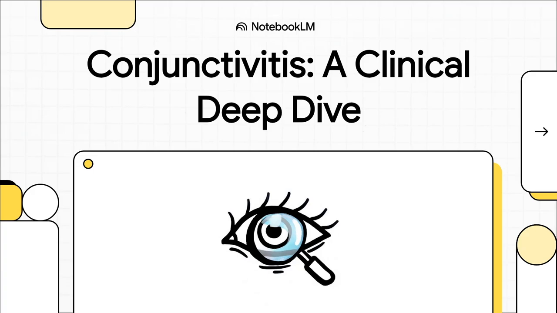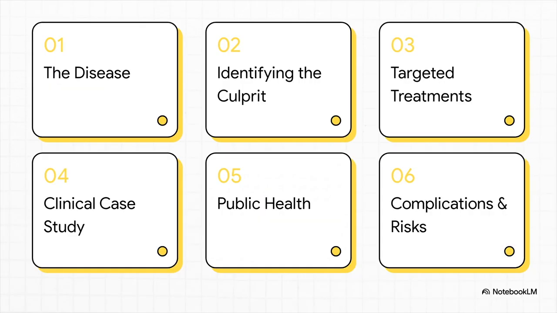Welcome to The Explainer. Today, we're doing a clinical deep dive into conjunctivitis, moving well beyond the simple red eye to deconstruct the complex interplay between etiology, diagnosis, and treatment. So here's our roadmap. We'll start with a solid overview of the disease itself, then get into the nitty-gritty of pathogen identification. From there, we'll talk treatment, walk through a case study, and then zoom out to look at public health and the very real clinical risks involved.